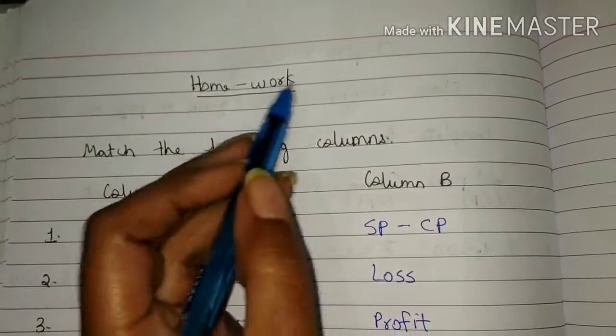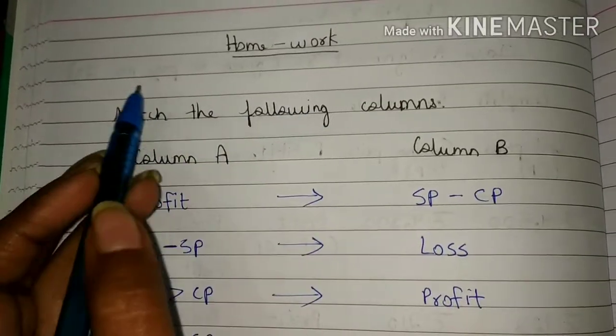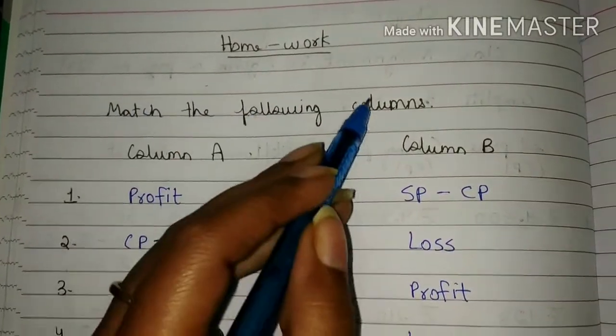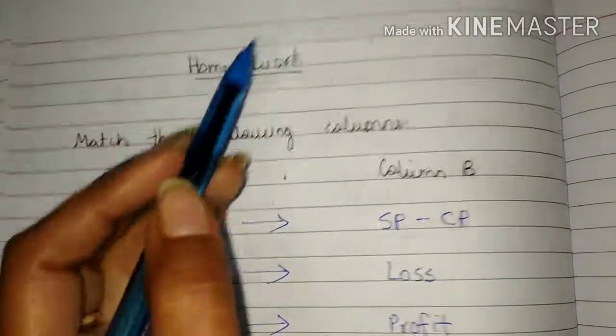Students, note down your homework. Your homework is to write match the following columns in your fair copy. Students, this match the following columns, you have to write it in your fair copy and show me tomorrow. This is your homework.